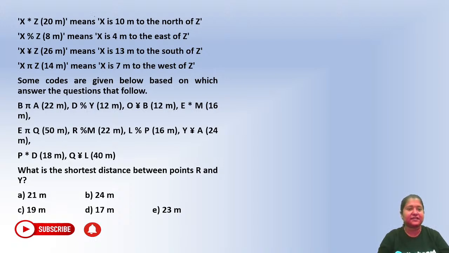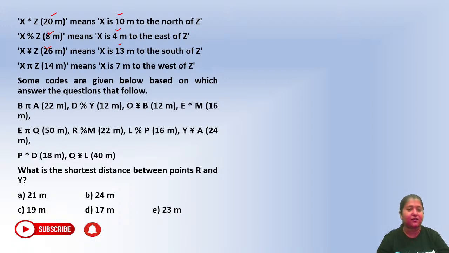This is very easy. If this is 20, this is 10, this is 8, this is 4, this is 26, this is 13. What is the relation here? You can see the relation here is divided by 2, right? So the actual distance is going to be divided by 2. Whatever number is given in the bracket, divided by 2 is the actual distance between the points.